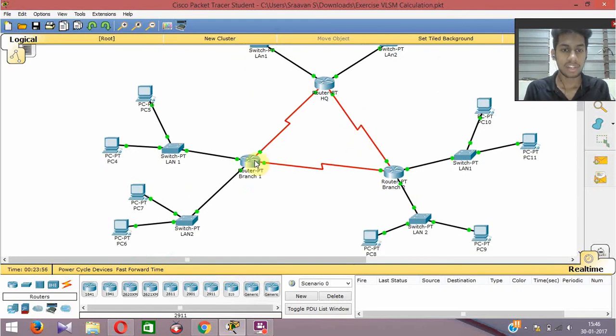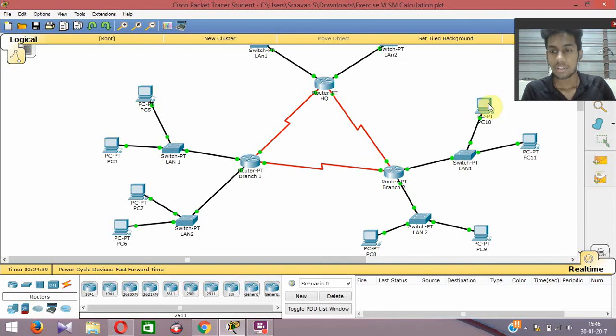Similarly, we have branch 1 and branch 2. Depending on the requirements, the closest number of hosts available for 20 is 32, which is 2 power 5. So here we create 5 host bits in the subnet mask, and the others can be considered as network bits. So the network bits here are 27, and the host bits are 5. So we can hold up to 32 hosts in this network, LAN 1 and LAN 2 in branch 1.